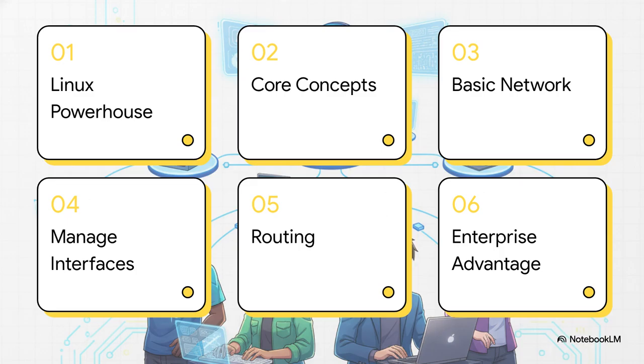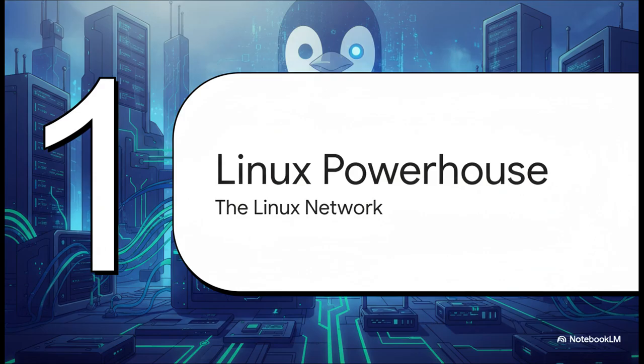Okay, so here's our roadmap for this explainer. We've got 1. The Linux networking powerhouse. 2. Core concepts. 3. Building a basic network. 4. Managing interfaces. 5. Routing and troubleshooting. And finally, 6. The enterprise advantage. Let's start with Section 1, the Linux networking powerhouse.